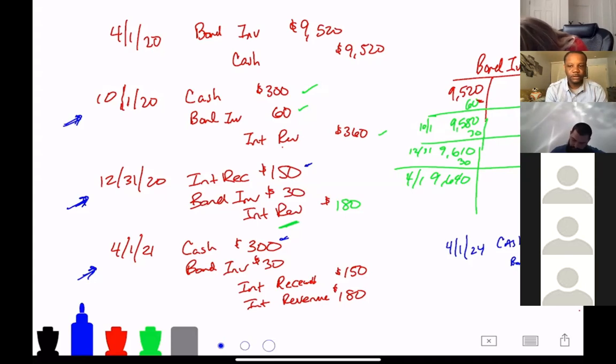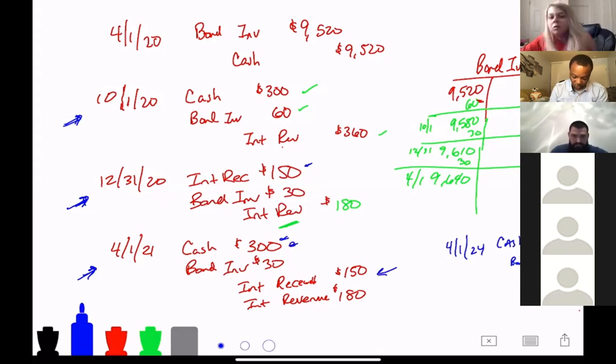Mr. Bill, I'm confused. For 121, where did we get the 150 from? This credit right here for 150? Yeah. So when they paid us $300, this $300 is covering the payment they owed us from October 1st all the way up until April 1st. Okay. So 150 plus 150.